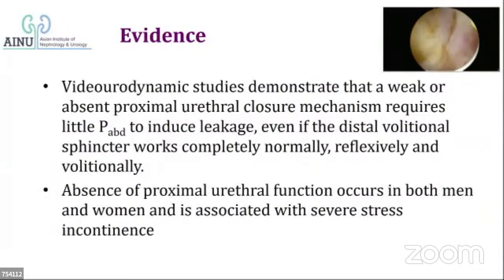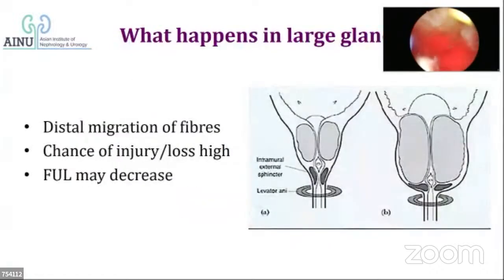At rest also, if you do a cystogram in a patient post-TURP, the contrast will stop above the verumontanum. It doesn't descend to the level of the verumontanum or below it. That means there is the internal sphincteric muscle which is contracting, which is the reason for passive continence in these patients. So what happens in a large gland? Everybody talks about large glands.